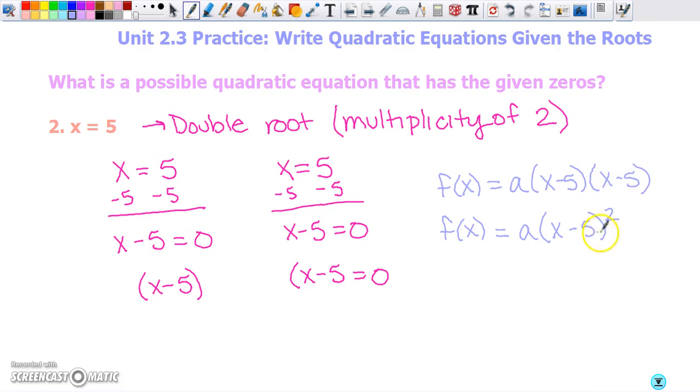These are the same thing. And so one thing I actually want you to come back and write is that this is called a factor as well as this. These are both factors. Okay, so that way if we were to actually graph this thing, it would just kind of hit the graph and then bounce right up off of it.